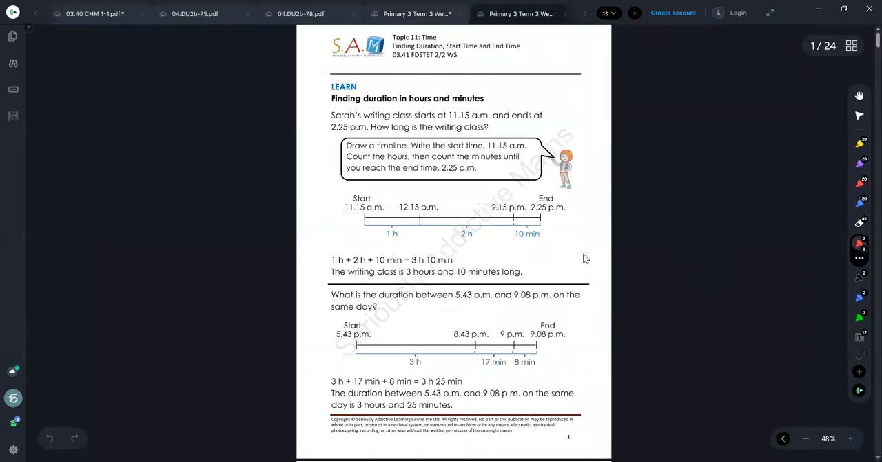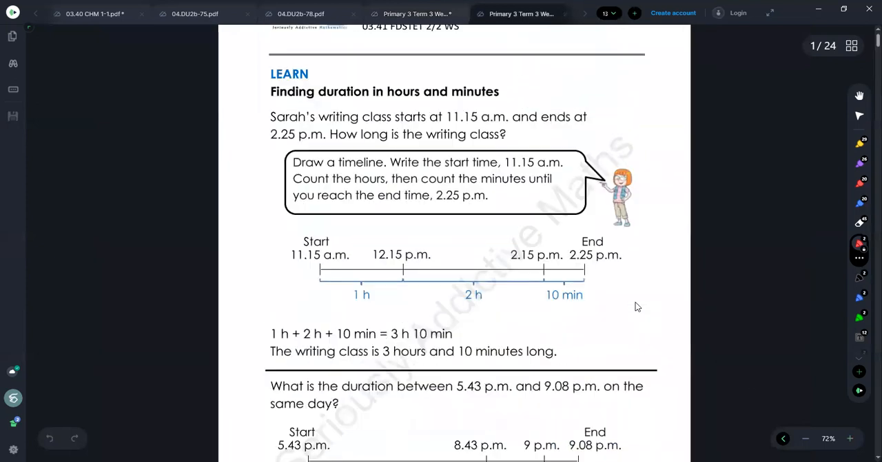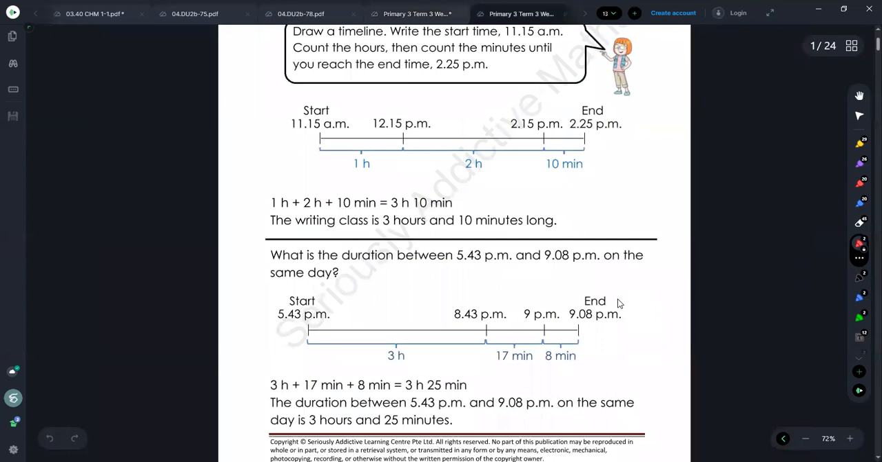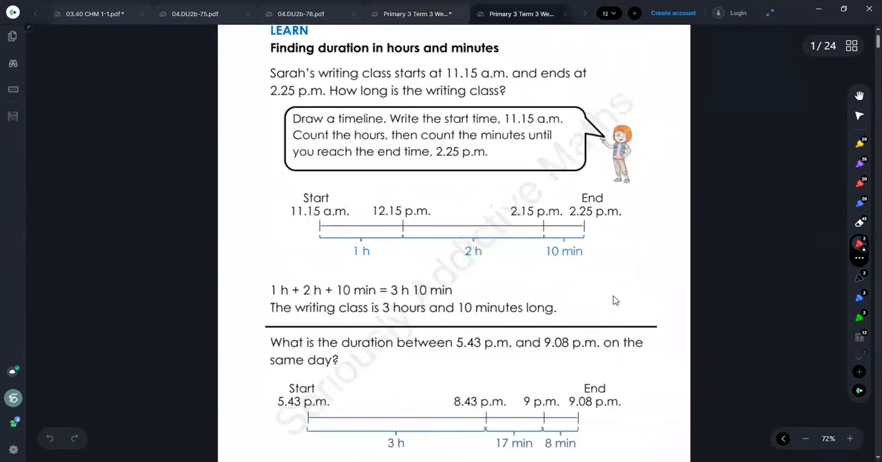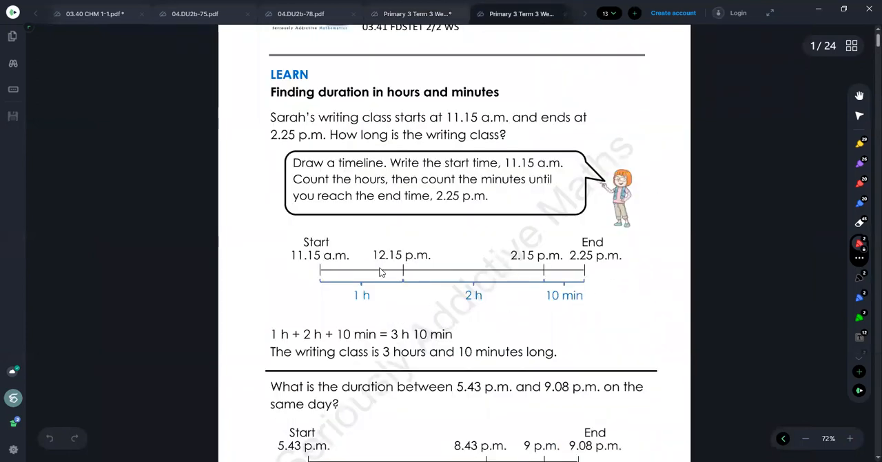Now they have to find the duration, in hours and minutes. So it's an extension of what they learned in the previous booklets. Okay, so show them the concept. In fact, the first one is with the timeline. So this is actually breaking up the whole timeline into parts.